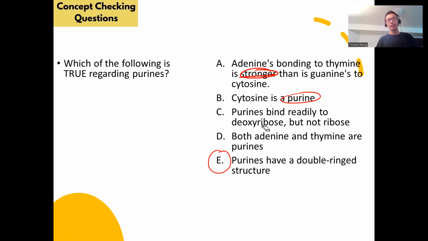Purine binds readily to deoxyribose, but not ribose. Let's take an example of a purine, which is A. A is found in both DNA and RNA, so it will bind to both deoxyribose as well as ribose. That's why this is wrong. Both adenine and thymine are purines? Again, that's not true. Thymine is a pyrimidine. So the answer is E. Most of you who answered got it right.